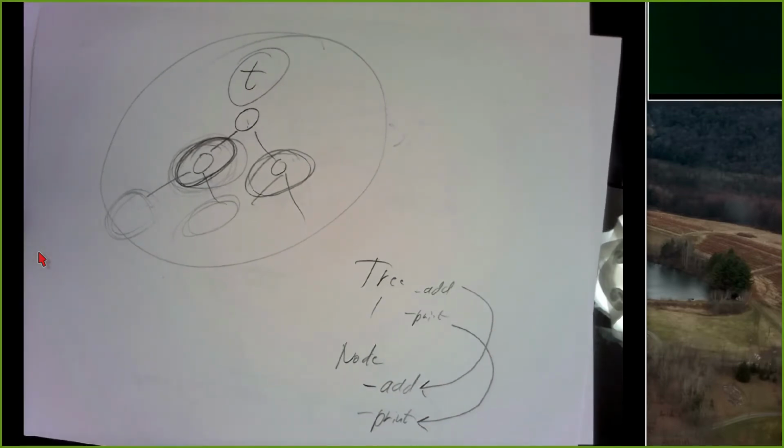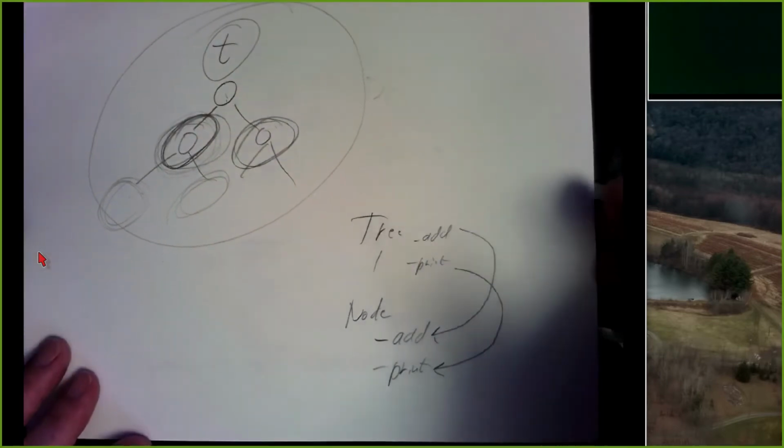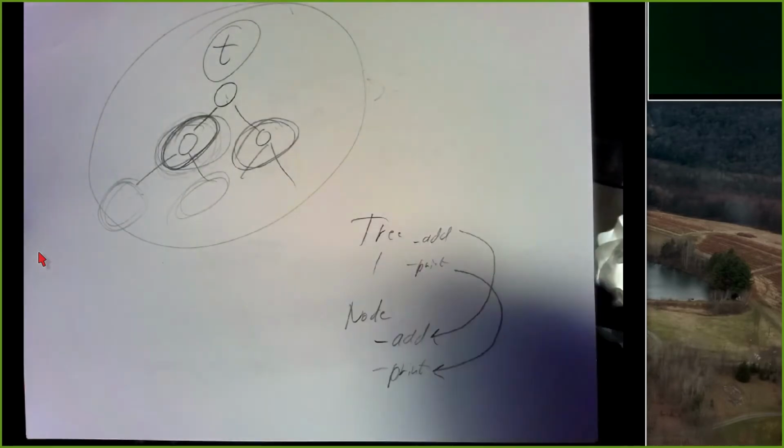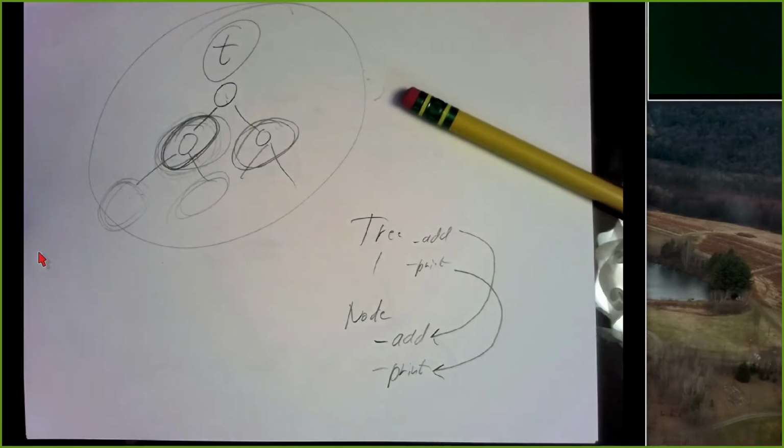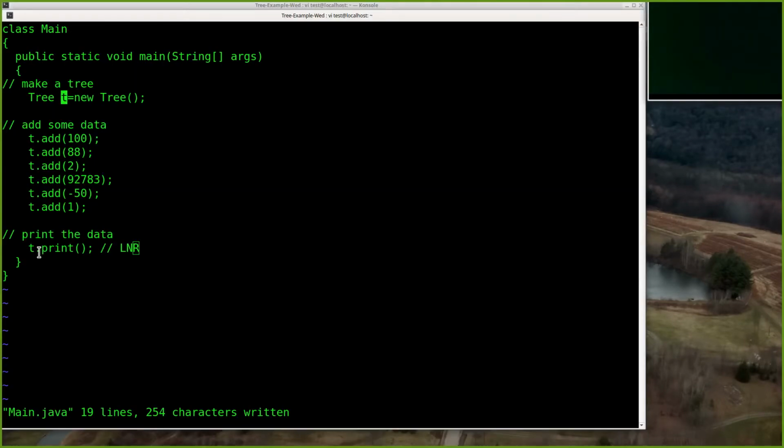And if this isn't making perfect sense, that's okay. But this is the basic setup that we're going to build. And once we build it, I think it'll make more sense. But that's kind of where we're heading. So here's our tree class being used. Let's go ahead and make our node class next.